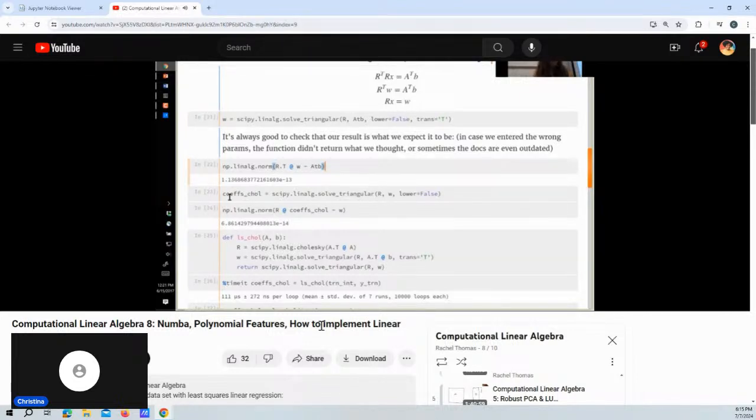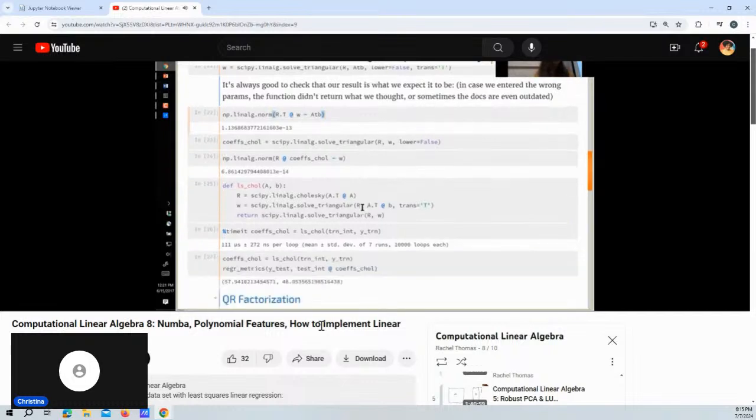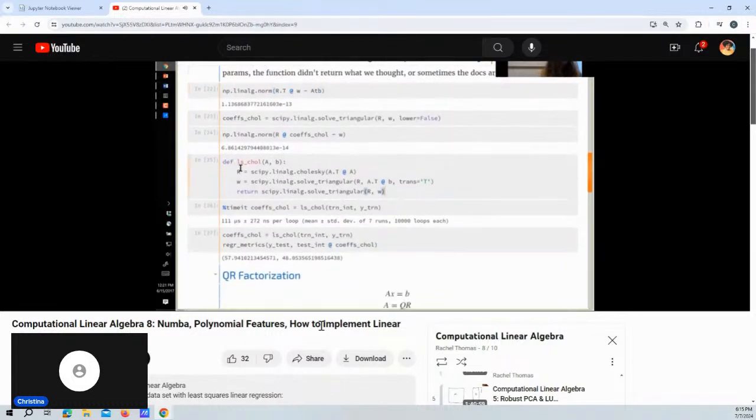And then from here, we solve the triangular system R with W on the right in order to get X, which I called coefficients Cholesky here. And that works. So I can put this all together in a method: solving least squares with the Cholesky decomposition takes in A and B, gets the Cholesky decomposition of A transpose times A, then solves those two triangular systems and returns the answer. Any questions?